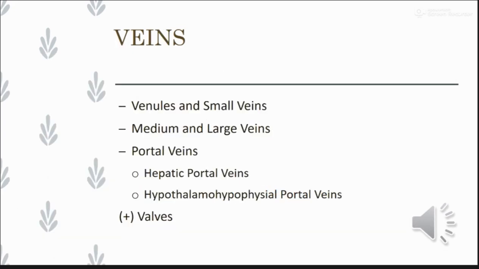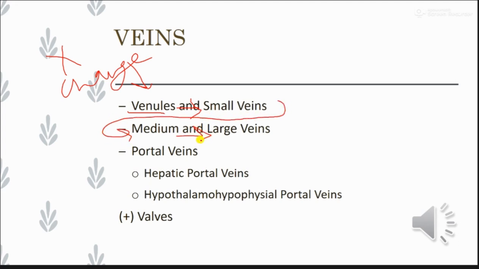Speaking of the medium and large veins, these are some of the types of your veins. We have the venules. The venules collect blood from the capillaries, so they are the smallest or nearest to the capillaries, and then they transport it to the small veins. Nutrient exchange occurs across the venule walls, but as the walls of the small veins increase in thickness, the degree of nutrient exchange decreases. So the venules are where the nutrient exchange happens.